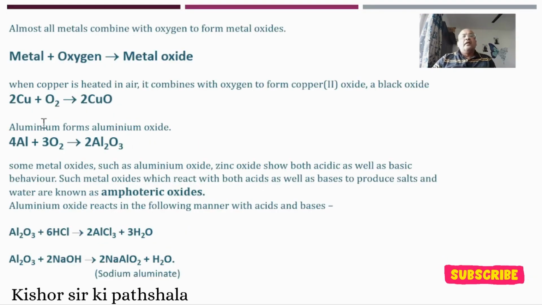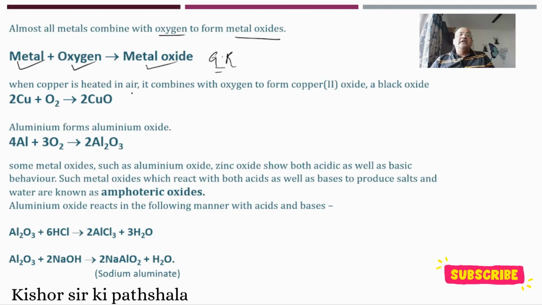Now let's see how the reaction takes place. Almost all metals combine with oxygen to form their corresponding oxides. So metal plus oxygen gives metal oxide. This is a general reaction. So metal plus oxygen gives metal oxide.